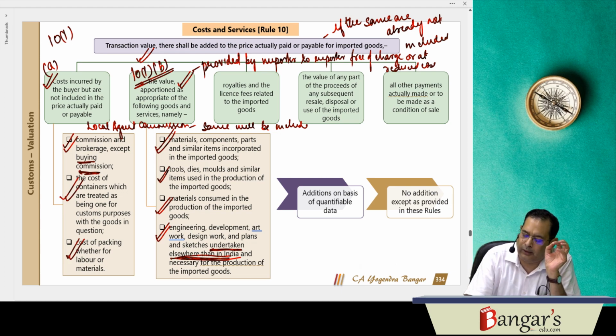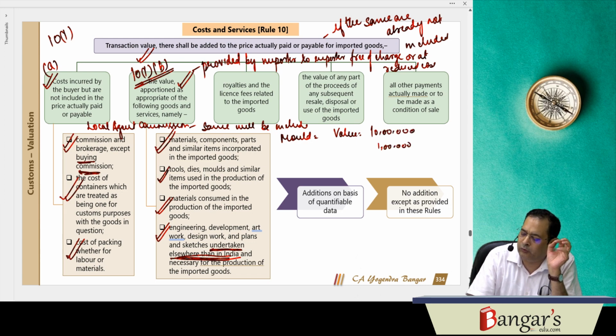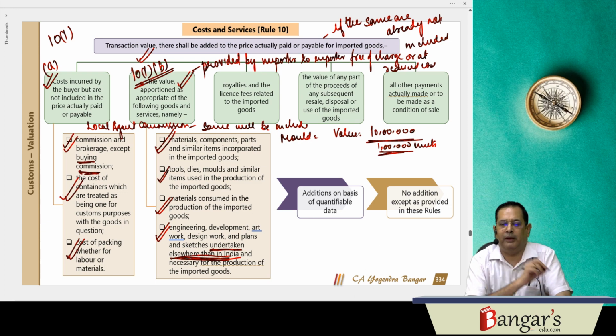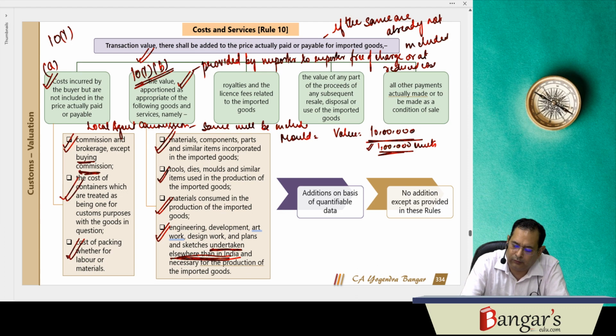So we have to determine the value. Say molds are provided free of cost. The value of the mold is say rupees 10 lakhs, and out of which say 1 lakh units can be produced, and this 1 lakh units are imported. So in this particular case, the apportionment will be made of 10 lakh rupees over 1 lakh units. Say only 10,000 units are to be imported and the mold will be returned. Then the life of the mold still remains 90,000 units, and then also 10 per unit will be added. Okay, this is 10 per unit.